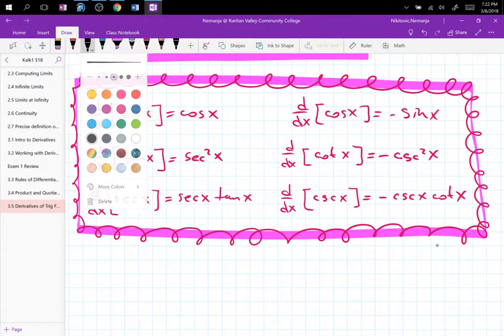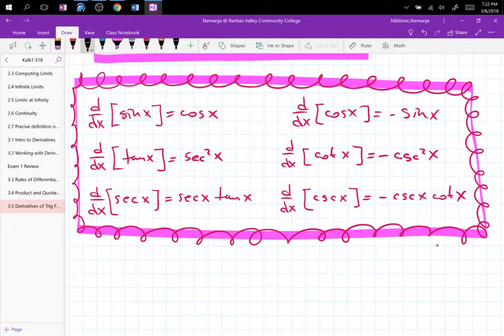Can you make an observation? All right sides are negative. So the derivative of co-functions is negative. Right? Cosine, cosecant, cotangent, right? So if it's a co, it's a negative. Cool. What other observation you can come up with?